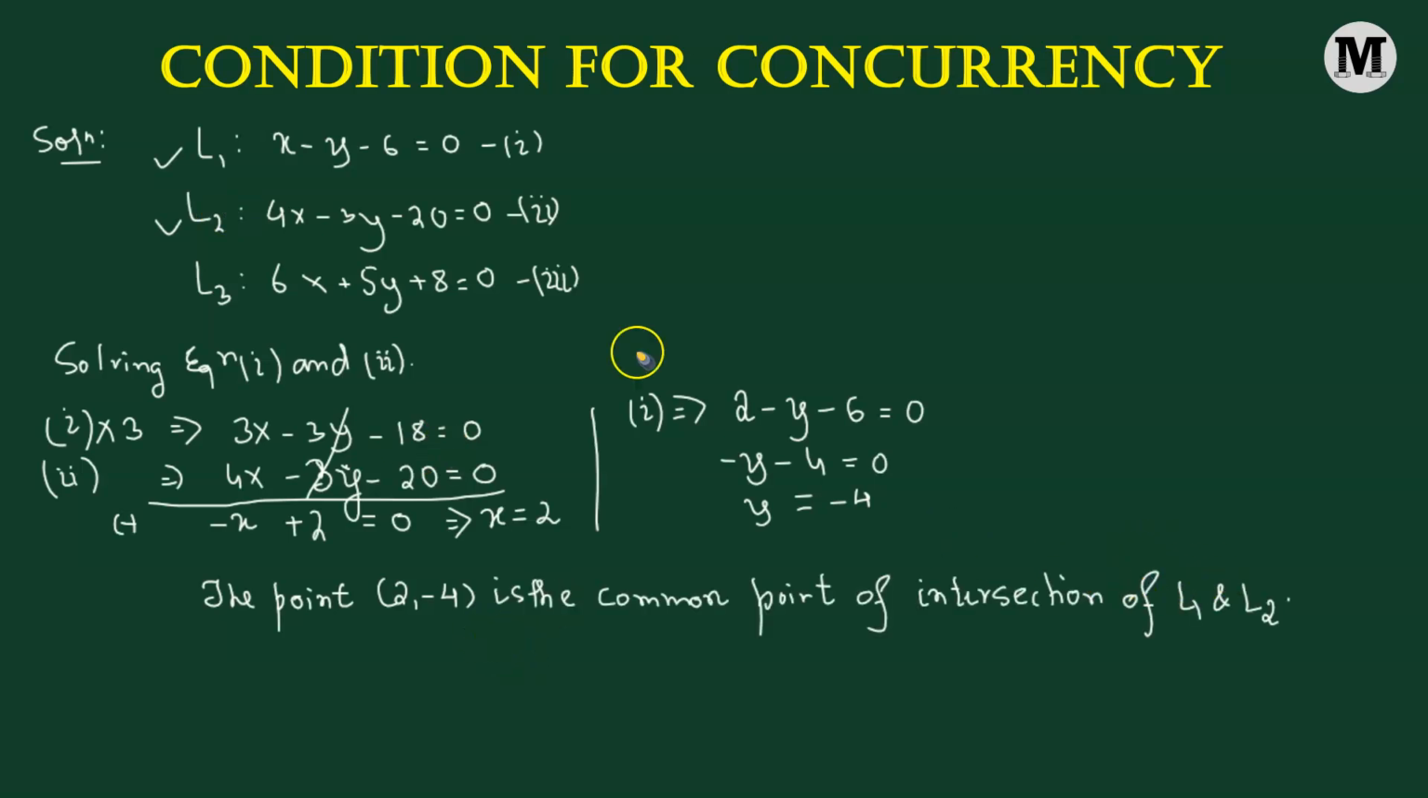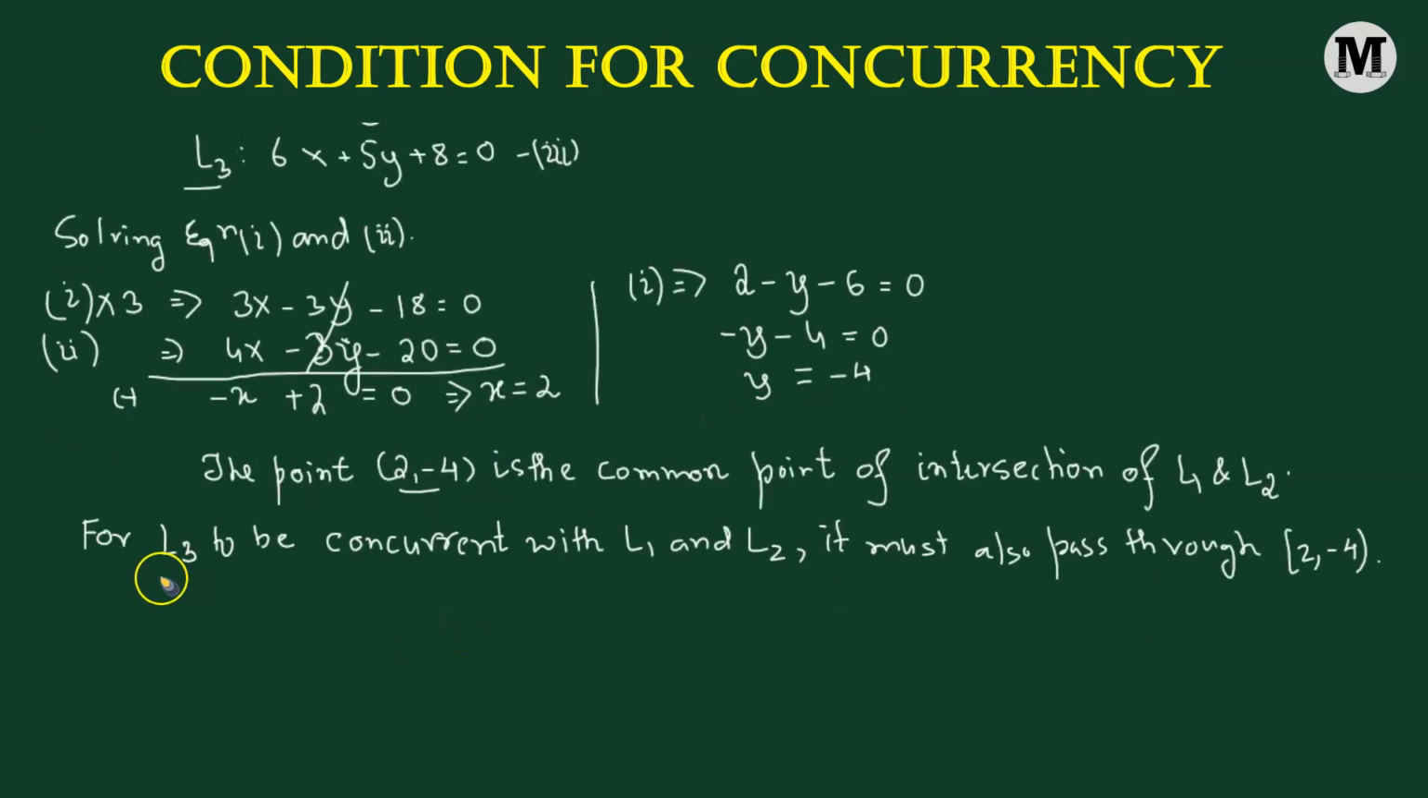Now, because we want to show that these three lines are concurrent, it must be true that the line L3 must also pass through this point 2 comma negative 4. That means it must satisfy the equation of L3. In order for the line L3 to be concurrent with L1 and L2, it must also pass through the point 2 comma negative 4. So we'll take equation number 3 and substitute x with 2 and y with negative 4, and let's see if it satisfies the equation. So here we have 6 multiplied by 2, plus 5 multiplied by negative 4, plus 8. So let's compute this value.